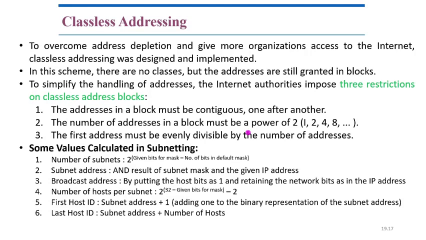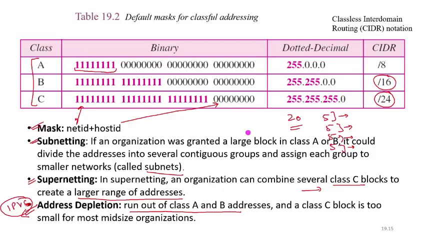In this class, we will be looking at classless addressing. In the previous class, we saw classful addressing, where we considered different points. Out of that, one point is the mask. In the mask, we have seen that the mask is the complete address.